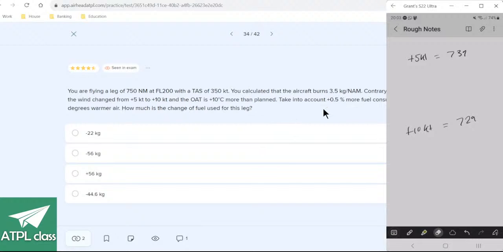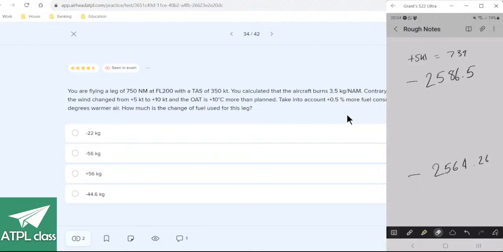And we've got 3.5 kilograms per nautical air mile. So consumption 1, consumption 2: 739 times 3.5 kilograms is 2586.5, and the other one is 2551.5. But we're also going to be burning 0.5% more fuel, so times 0.005. 0.01 is 10%. No, I need to do 1 point something. 2551.5 times 1.005. So the new fuel consumption is 2564.26.